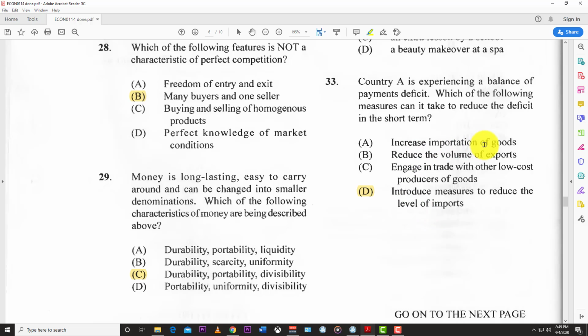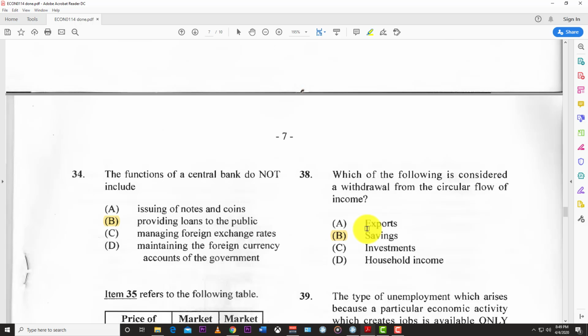If you increase importation, trouble, more deficit. Reduce the volume of exports? It's not about the volume, it's the value. Engage in low trade? No. So the best answer is D.